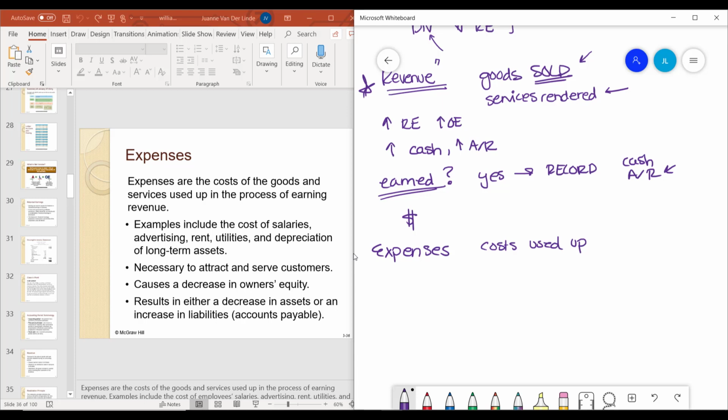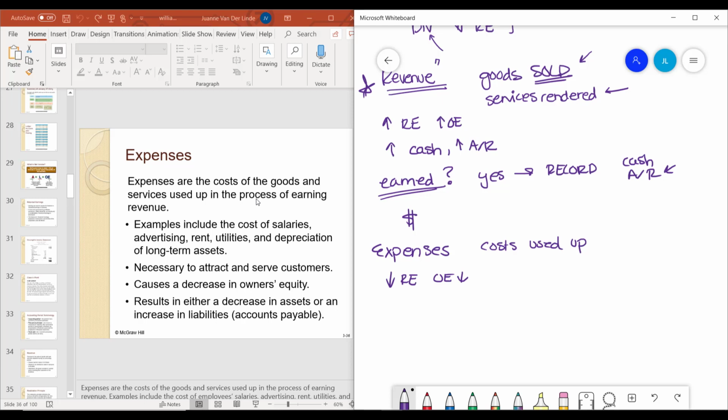It sounds cliche, but you can't not pay your employees. Some companies really need the advertising. You can't not pay your rent, right? Now, what do expenses do to retained earnings? Well, if revenue makes retained earnings go up, expenses, remember, make retained earnings go down, which is part of owner's equity, so it also makes owner's equity go down.